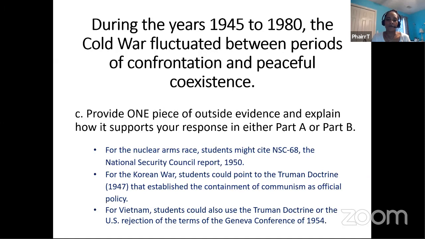If you want to talk about the nuclear arms race, you can cite NSC 68, the National Security Council report in 1950. If you want to talk about the Korean War, you could talk about the Truman Doctrine. Remember we talked about Truman with our warm-up? Here's your opportunity to address that and how the policy of containment was meant to create peace. For the Vietnam War, the Truman Doctrine is still applicable here. You could also talk about how we rejected the terms of the Geneva Conference in 1954. Again, only one of those things, and I selected some things that can address either part A or part B.